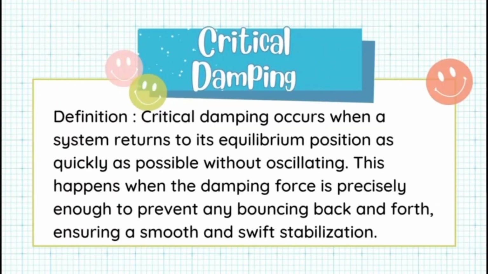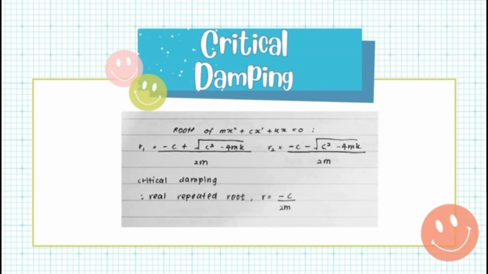The definition of critical damping is that it occurs when a system returns to its equilibrium position as quickly as possible without oscillating. This happens when the damping force is precisely enough to prevent any bouncing back and forth, ensuring a smooth and swift stabilization. The characteristic root of critical damping is a real repeated root, which is r equal to negative c over twice the mass.